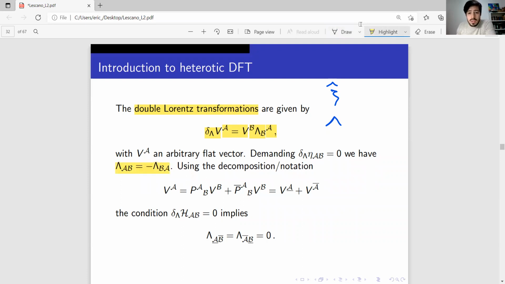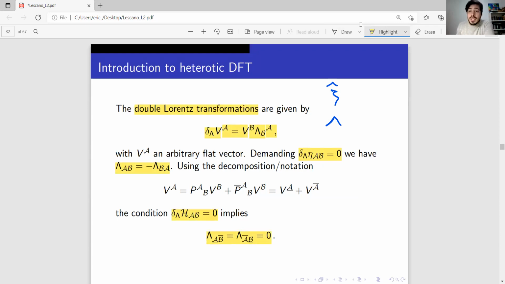because we need to satisfy this condition over here, similar to the supergravity case. But we have another condition that is this one, and this means that the mixed components of this parameter are 0. We have only the same projections on these parameters.